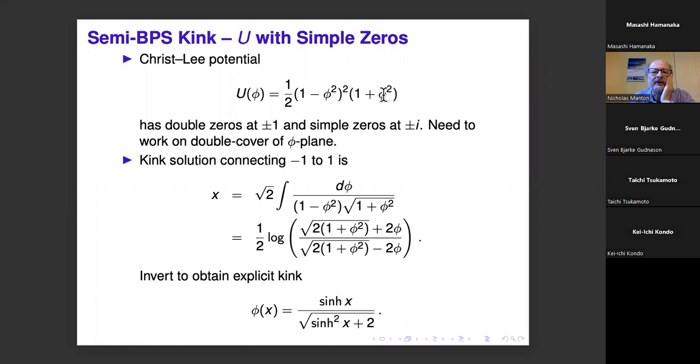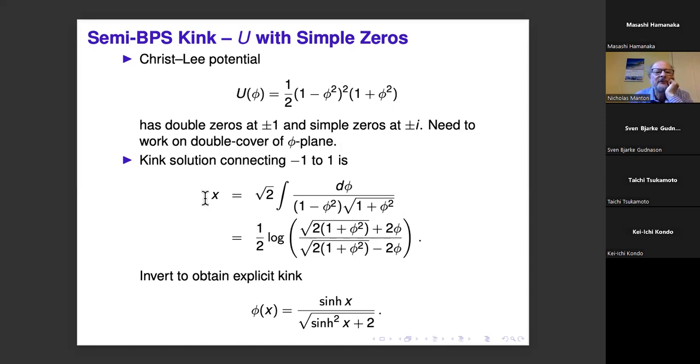And because of these simple zeros, although we'll get a kink, and it's a bit like the Bogomolny, the BPS kink I've been talking about, it has some sort of bit more complication, and I'm going to call them semi-BPS. This is a new phrase that I introduced in the last few weeks with a Polish-Spanish collaboration, and we published a couple of papers this week on these semi-BPS kind of solutions. The semi-BPS means you get simple zeros somewhere and branching of the square root of U. So you really need to work on the double cover of the phi plane to understand the integrals.